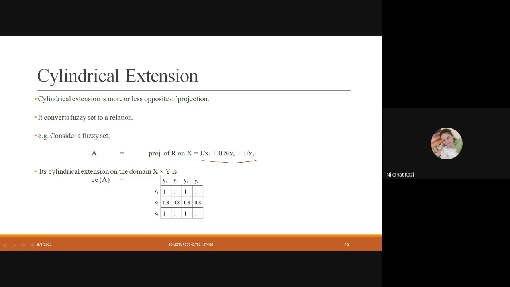So you have 1, 0.8 and 1, and you have to perform cylindrical extension on the domain X cross Y. You have to go from this 1D fuzzy set to a 2D fuzzy set, that is X cross Y. You simply replicate or extend this particular value along the Y-axis. So 1 has to be replicated so many times, and whatever the values are, they have to be replicated. This operation is called cylindrical extension.